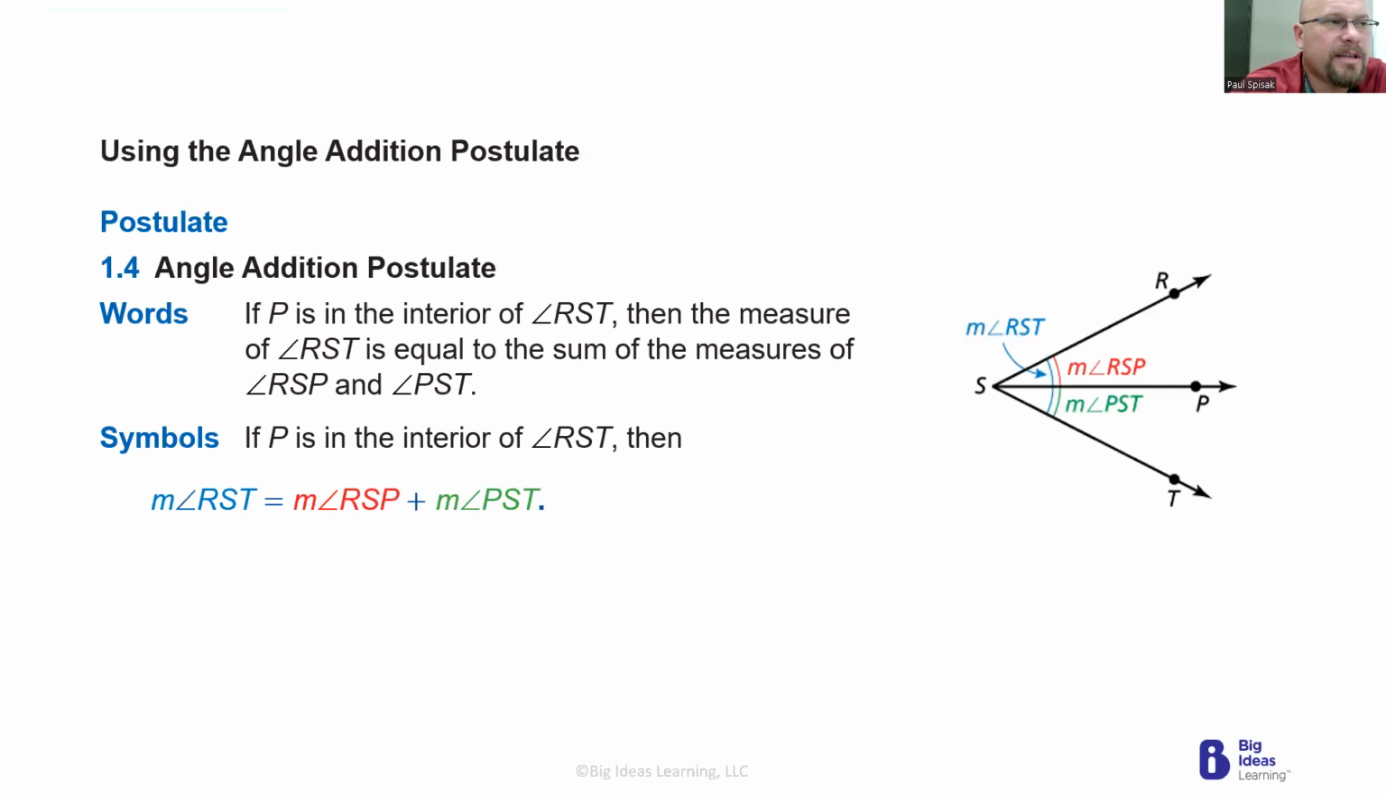All right, using angle addition. So just like we had segment addition, now we have angle addition. When you have two angles that are next to each other and share a common ray, you can add up their angle measures to get the measure of the overall angle. So on this one, we have RSP and PST. If we add those two together, then we get RST.